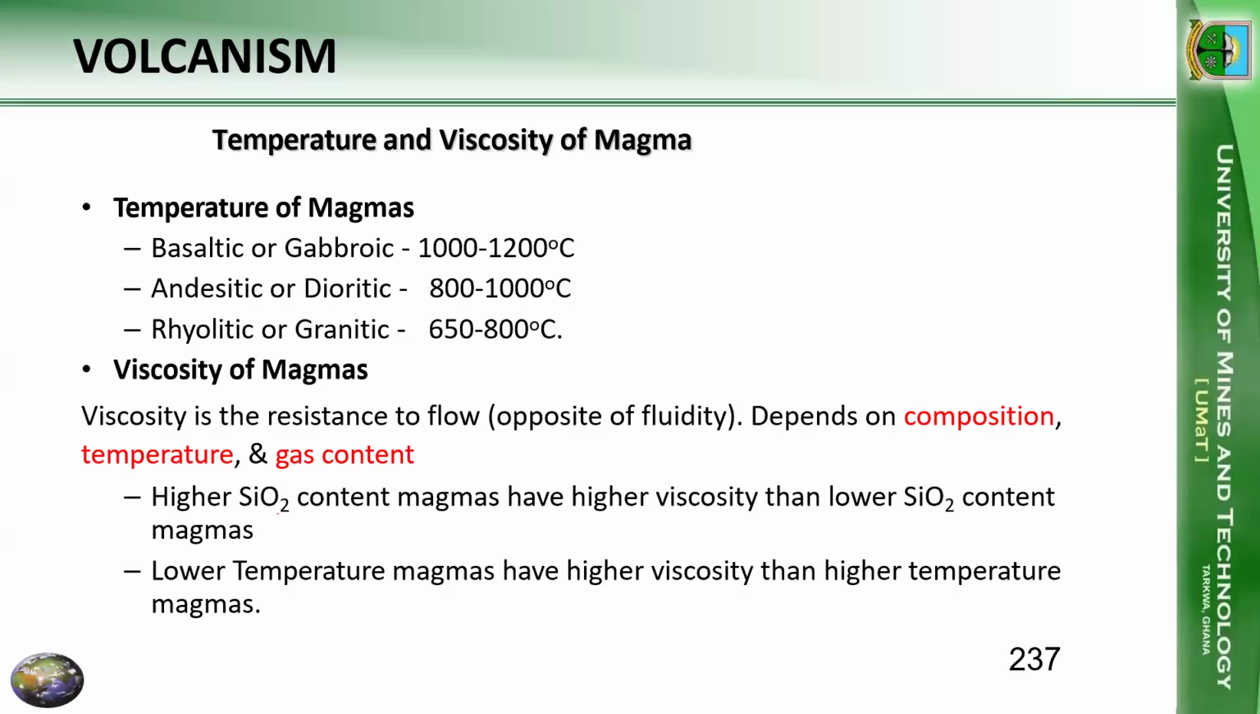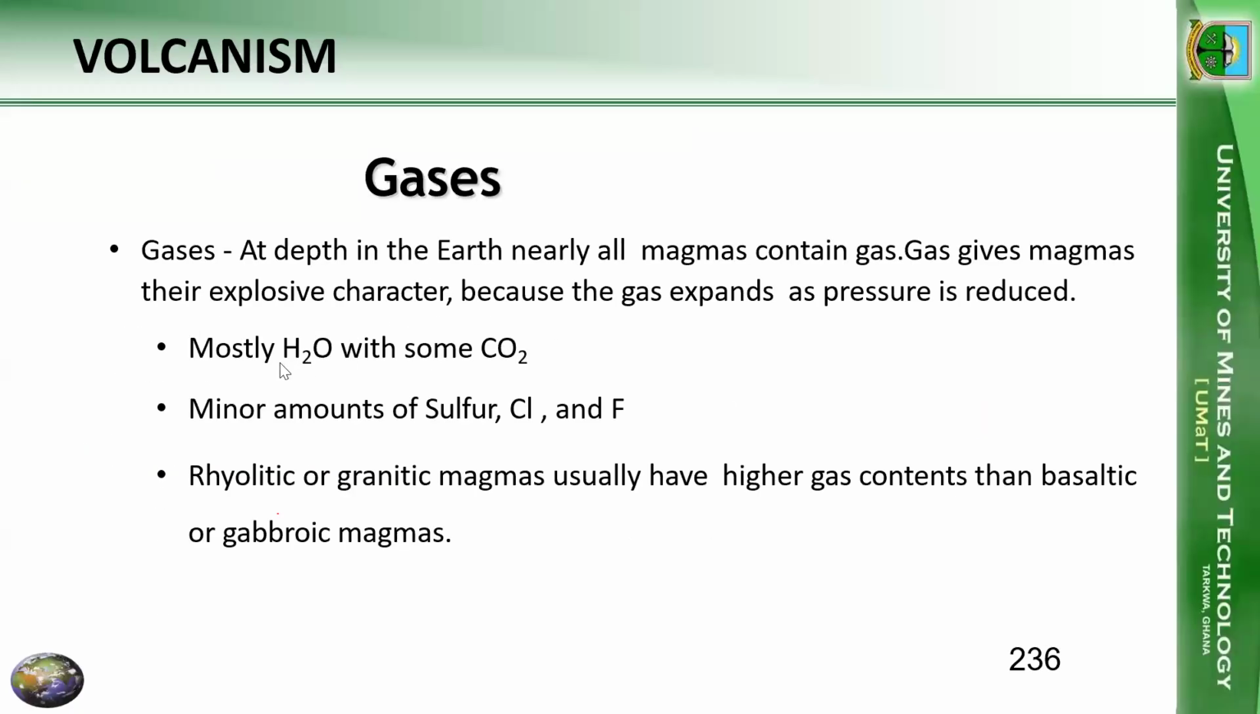We are saying that in a magma we have gases. These gases in the magma are mostly water with some carbon dioxide, and then we have some minor amounts of sulfur, chlorine, and fluorine. But rhyolitic magmas have more gases than the basaltic magmas, meaning the higher the silica content, the higher the gas content. So that's what we said.